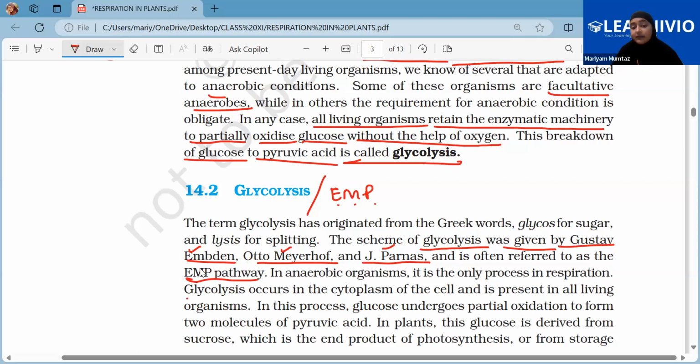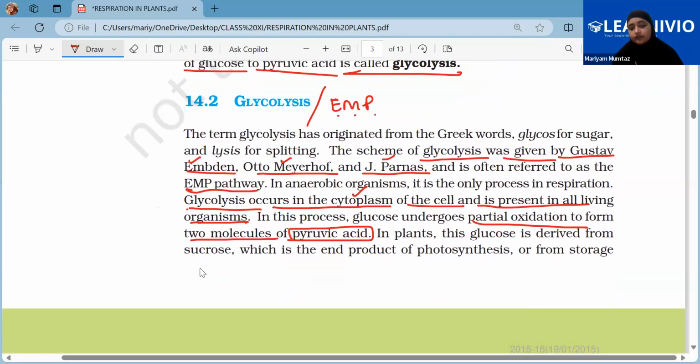Glycolysis. Now, where does this happen? What is the site of glycolysis? Glycolysis occurs in the cytoplasm of the cell and is present in all living organisms. It occurs in the cytoplasm. In this process, glucose undergoes partial oxidation to form two molecules of pyruvic acid. So, at the end of glycolysis, two molecules of pyruvic acid are formed.